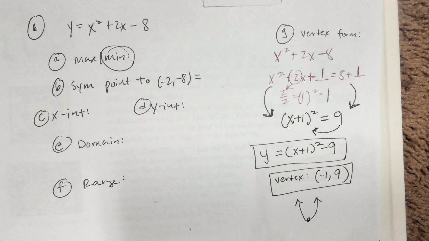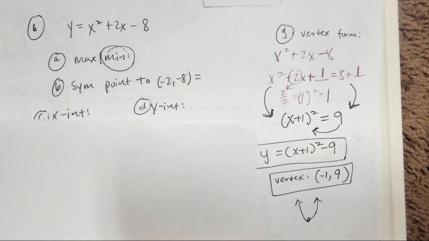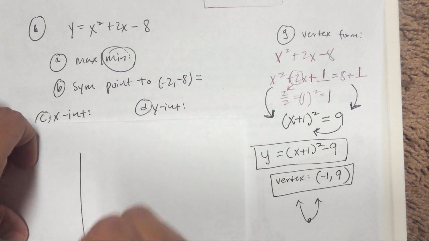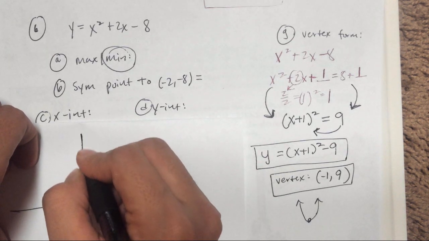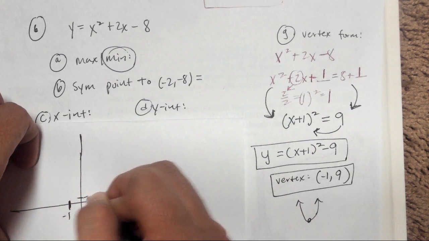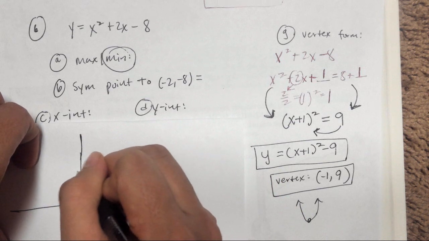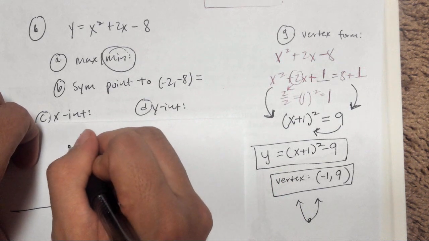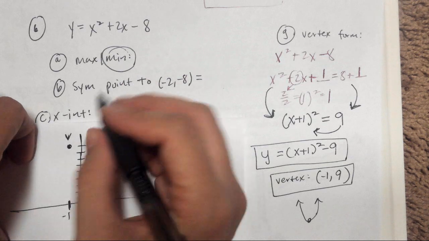And then it's asking for part B, symmetrical to the point -2, 8. So I'm just going to graph a little sketch. I always like drawing little sketches. So my vertex is -1, 9. So here's -1. 1, 2, 3, 4, 5, 6, 7, 8, 9. This is my vertex, and it's going to open up.